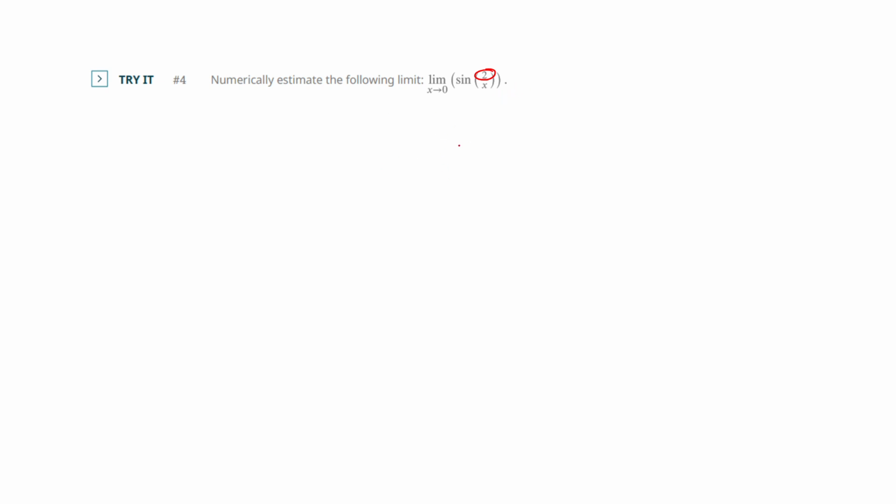You can try this on your calculator and try, okay, I'm going to try x is negative 0.1, and I'm going to do negative 0.01, negative 0.001. And you're just going to keep getting random numbers. They don't fit a pattern. And you could come from the other side. You could be coming from 0.1 and 0.01 and 0.001. And it doesn't matter. You just keep oscillating. You don't get a pattern. And so the limit here does not exist.